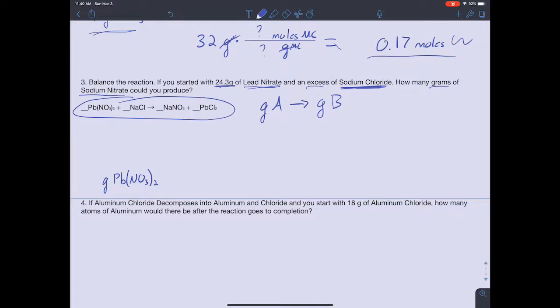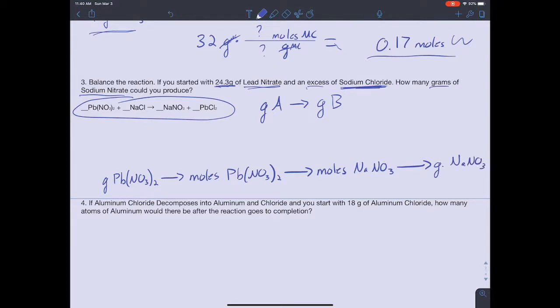Okay, so you're starting with grams of lead nitrate. You need to go to moles of lead nitrate. Then from moles of lead nitrate, you need to go to moles of sodium nitrate. And then lastly, from moles of sodium nitrate, you need to go to grams of sodium nitrate.